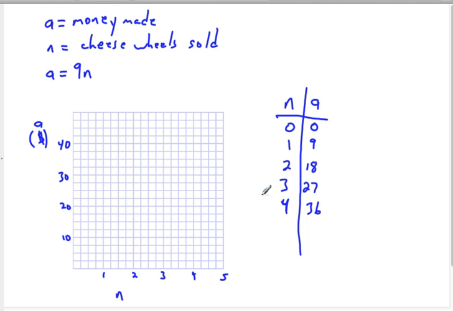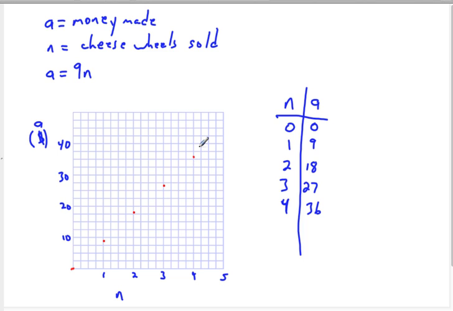dollars at this point. So if we sell 0 cheese wheels, we make $0. If we sell 1, we make $9, so that's about up here. And 2, we make 18, so that is right above there. And 3, we make 27, so that should be, let's see, 25, which is pretty close to there. And 4, we make 36, which is just above that.